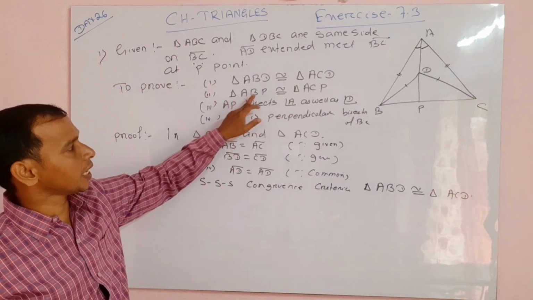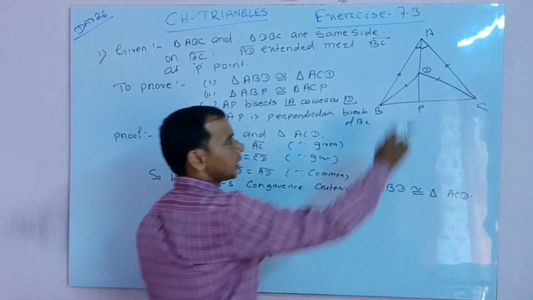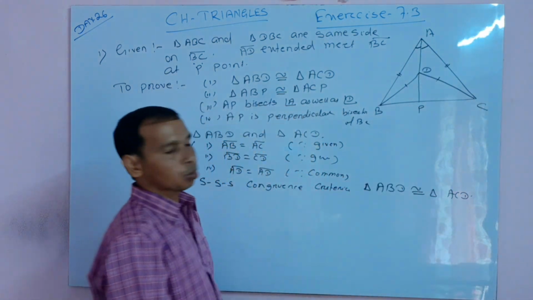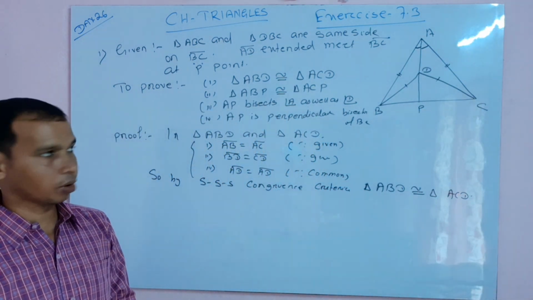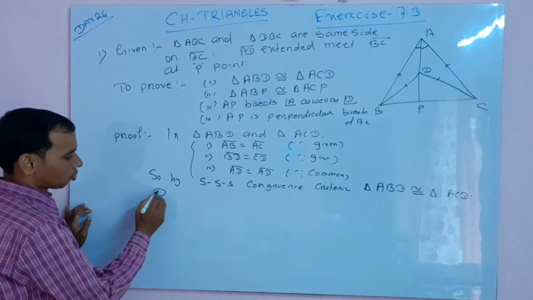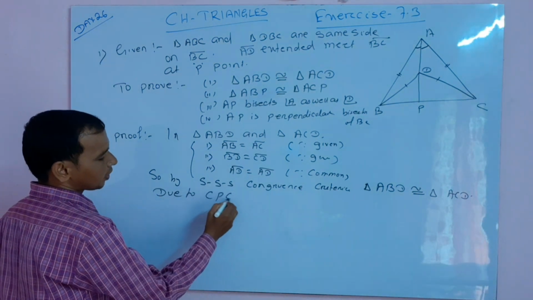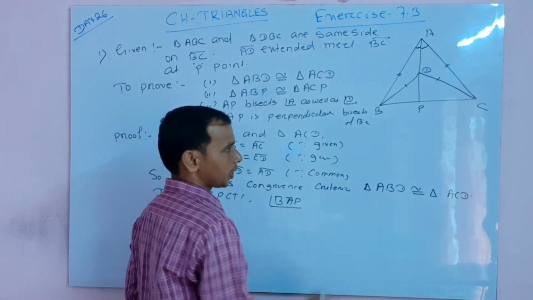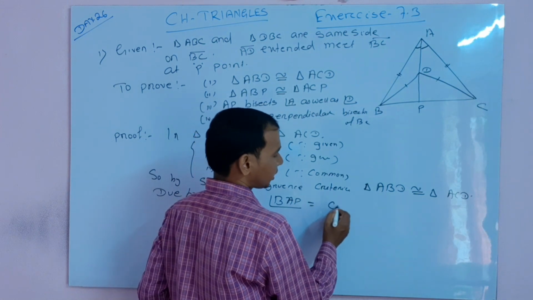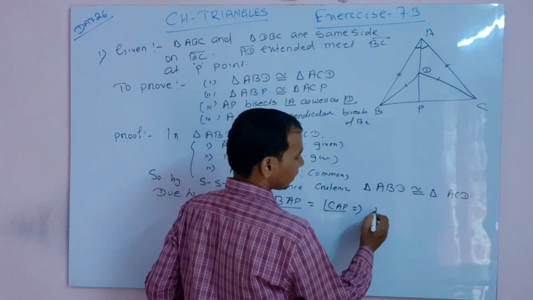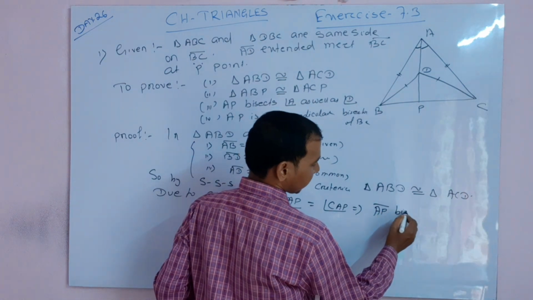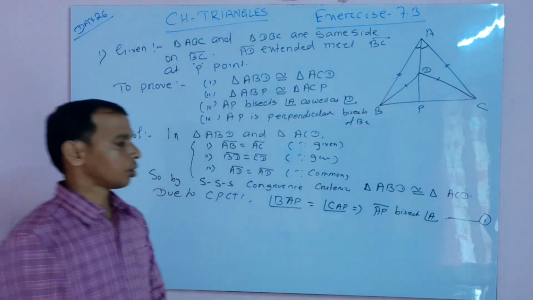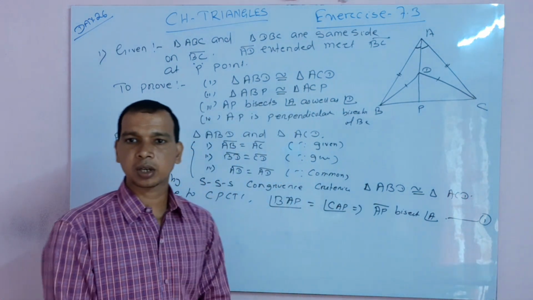Second option here: ABP and ACP, two triangles here are also congruent. The first right here, due to CPCTC, angle BAP is equal with angle CAP. That means AP bisects angle A. This is equation 1. So AP bisects angle A. Confirm this.